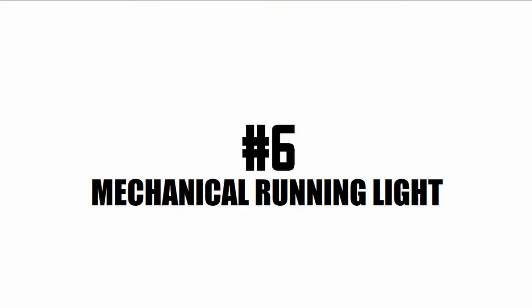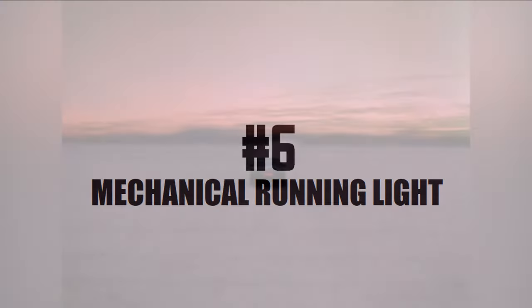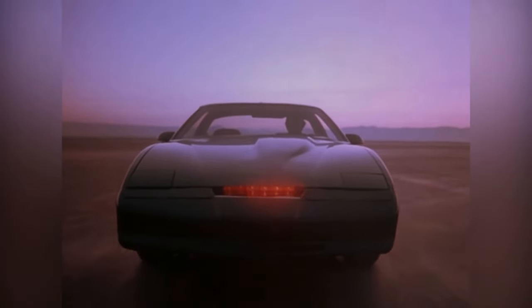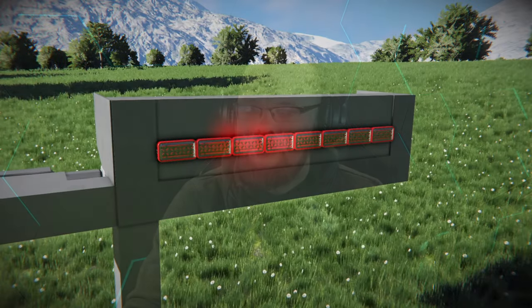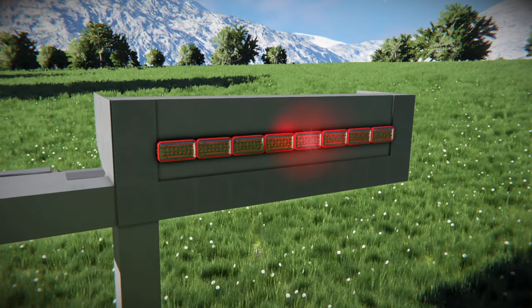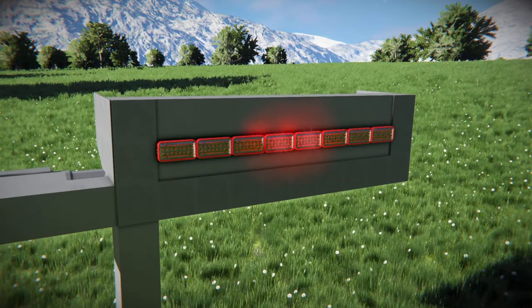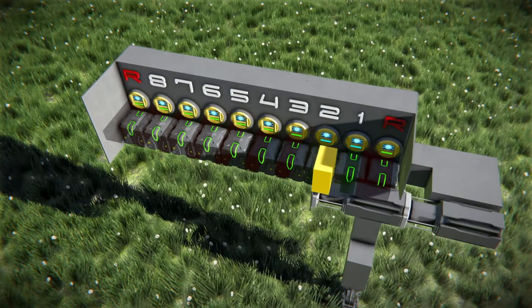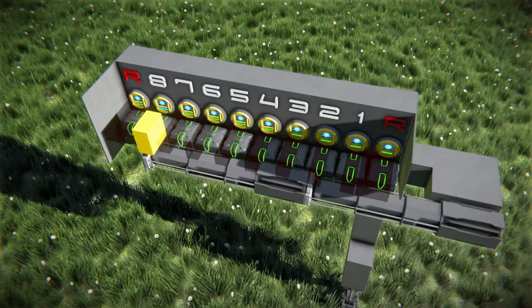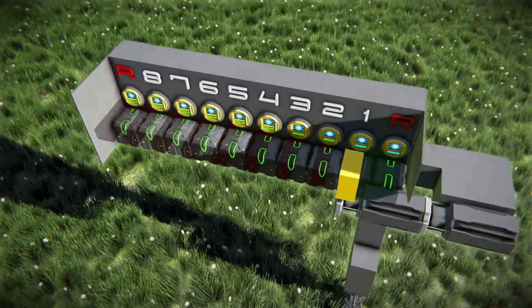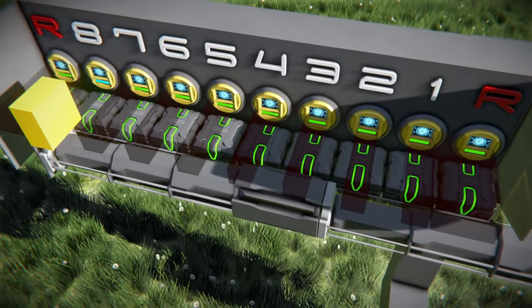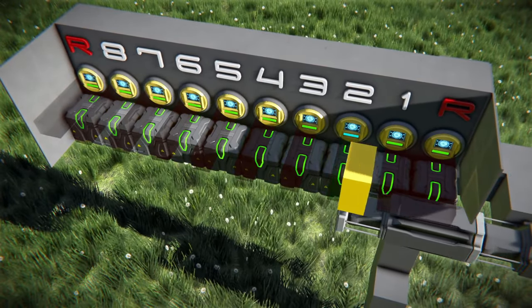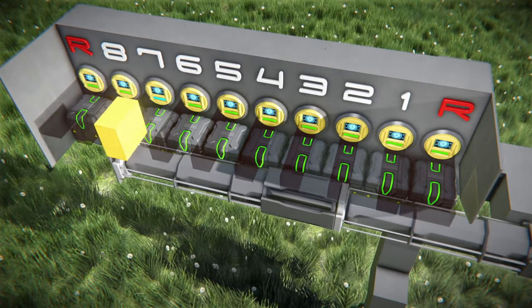Another one I would like to show is number 6, the mechanical running light. Light Rider. Kind of. This again is a simplified version to show how it is working. Basically, it's just some pistons moving a little fleck forward and backward, while the first and the last sensors are reversing the pistons, the others are switching on and off the lights.